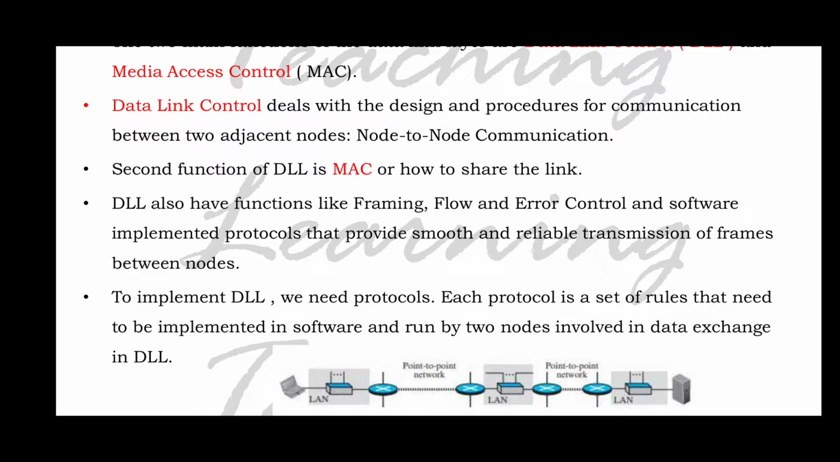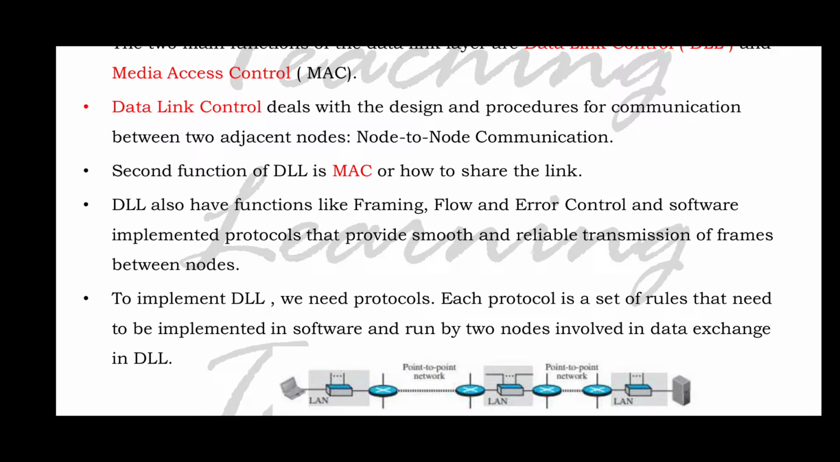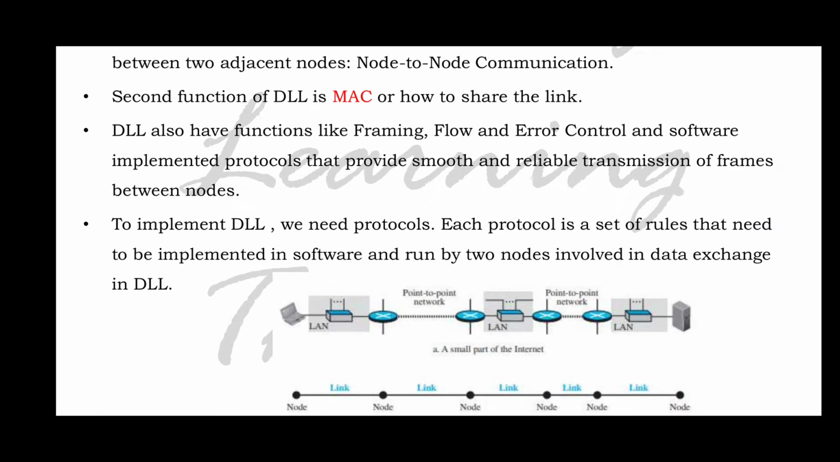The data link layer also has functions like framing, flow control and error control. In the physical layer, data passes as a sequence of bits, like pulses, flowing from sender to destination. To implement the DLL, we need a protocol, and this protocol needs to be implemented in software and run by the two nodes involved in the DLL.